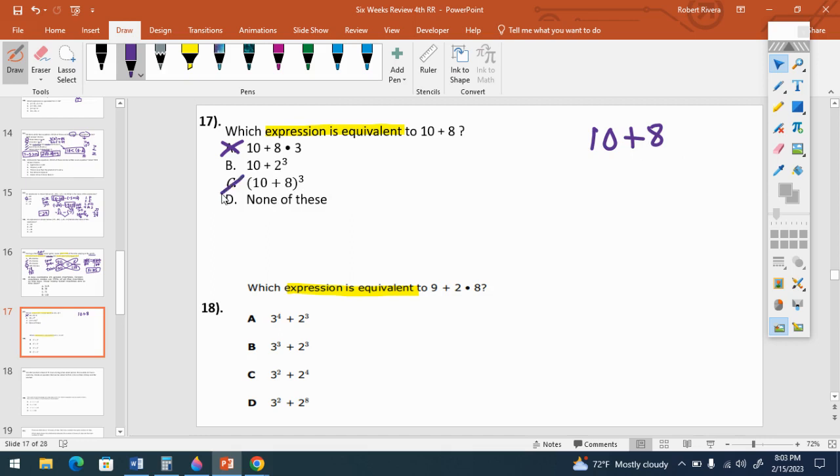Number 22, we have 12 donuts. That's the cost of the donuts, and it's for $30. Each donut costs the same amount. Which table shows the relationship between the number of donuts bought and the total cost in dollars and cents?